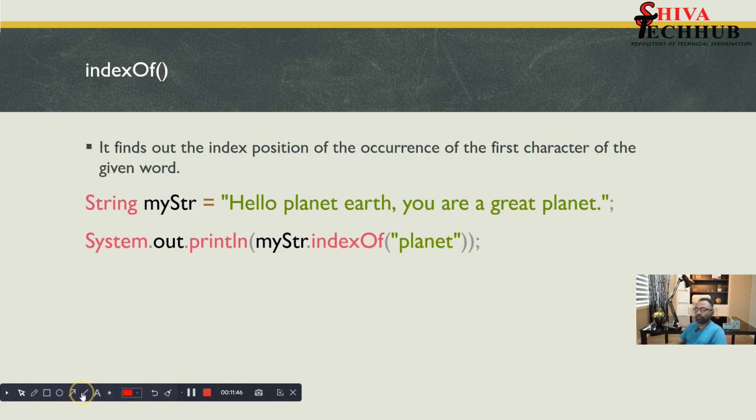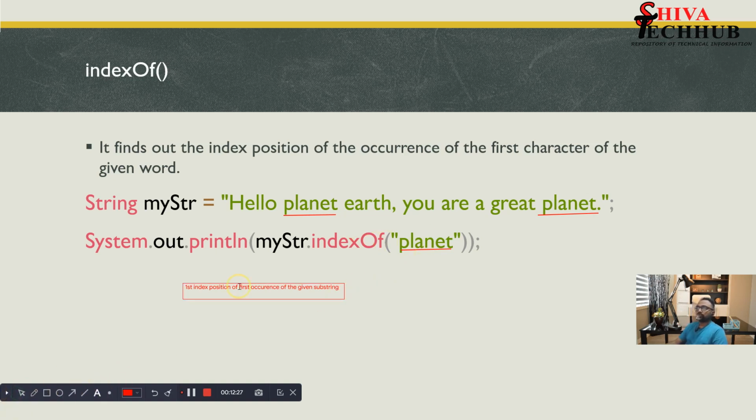So in this particular sentence, planet appears twice, right? This is the first occurrence and this is the second occurrence. Now whenever you use the indexOf function and pass this planet string, it returns the first index position of the first occurrence of this particular word. So let me write it down: first index position of first occurrence of the given substring. Okay, so that is how we need to understand it.